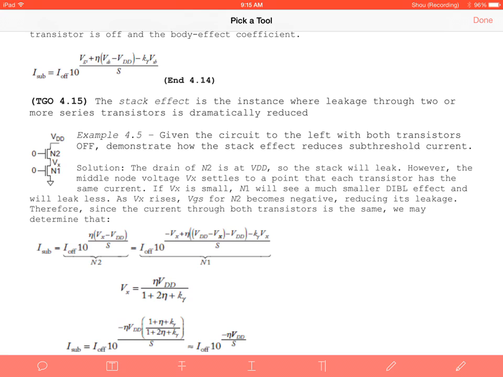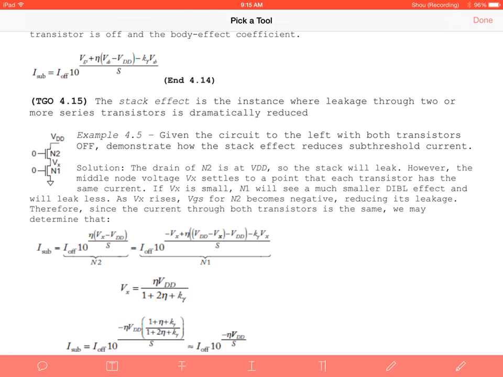That is equal to the current going through the N1 transistor, which happens to be the other transistor, and this is equal to negative Vx plus the DIBL coefficient times VDD minus Vx, so we've reduced the amount of voltage here. That's the difference between VDD minus Vx goes to ground, minus VDD, because we put that into our equation again, minus the body effect, minus V source base, which happens to be Vx.